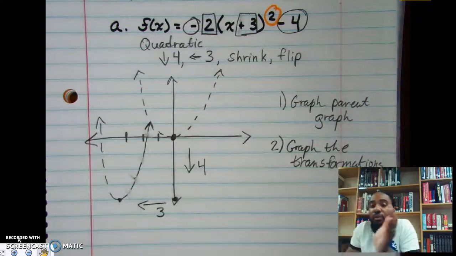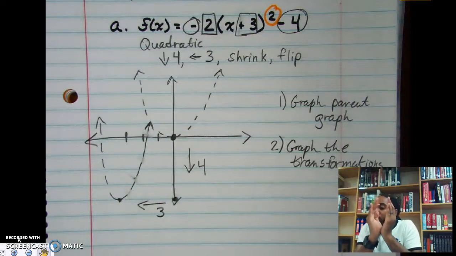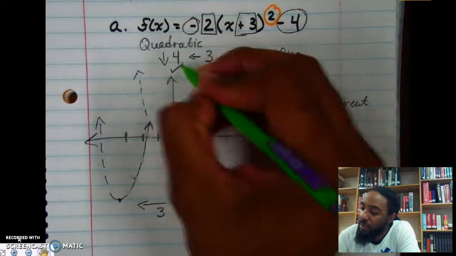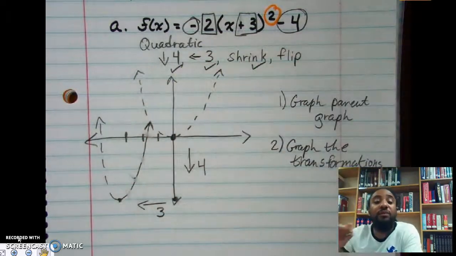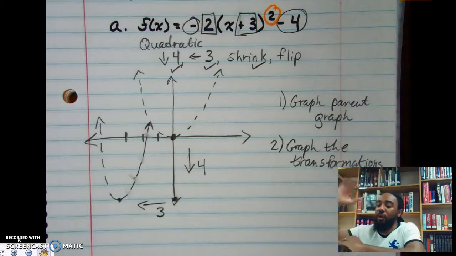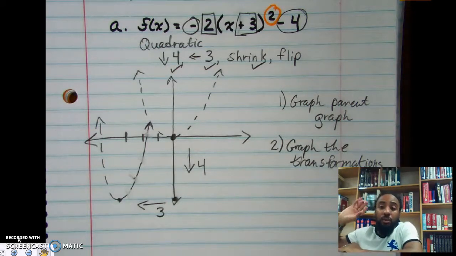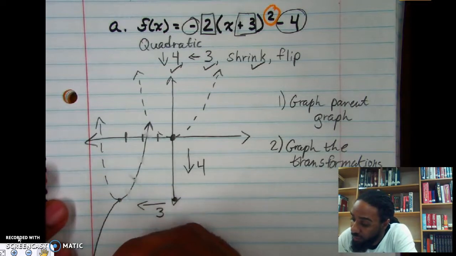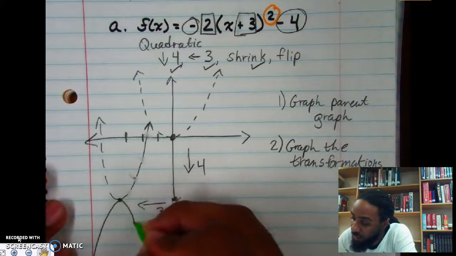Okay, so we brought it in, shrinks. And now what we need to do, sorry, we got that one, we got the shrink. Now we need to flip it. In other words, make sure it opens down instead of opening up. That should be easy to do. Just bam, flip it down.